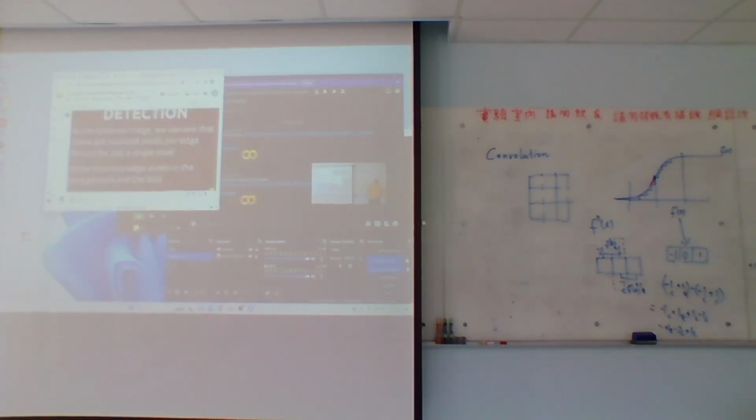So here we can see multiple pixels per edge, but we would like it to be just a single pixel. So the Sobel edge detector uses the first order derivative to detect an edge. Two adjacent pixels may have a high first derivative.